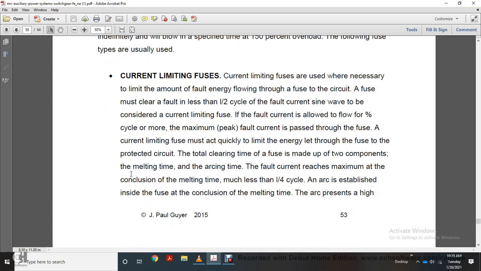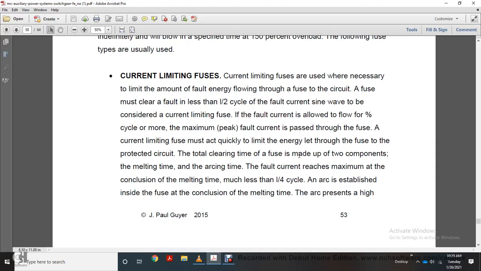Current limiting fuses. Current limiting fuses are used if necessary to limit the amount of fault energy flowing through a fuse, and the circuit of the fuse must clear the fault in less than 1.5 cycles, less than a half cycle of the fault current sine wave, to be considered current limiting. A current limiting fuse allows only a percentage of the maximum peak fault current to pass through the fuse, and the fuse quickly limits the energy let through to the protected circuit.